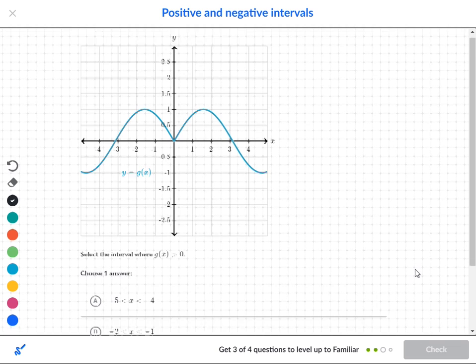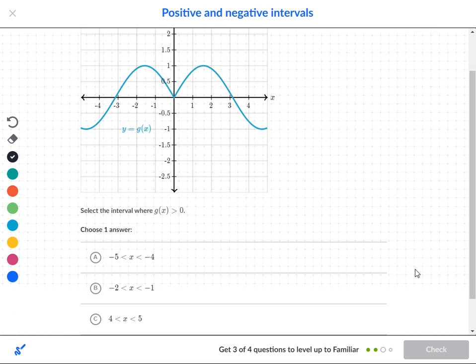Okay, next one. We want g of x to be better than 0. So we want the x to be better than 0. So right here, anything better than 0 would be positive numbers, because 0 is better than any negative numbers there.